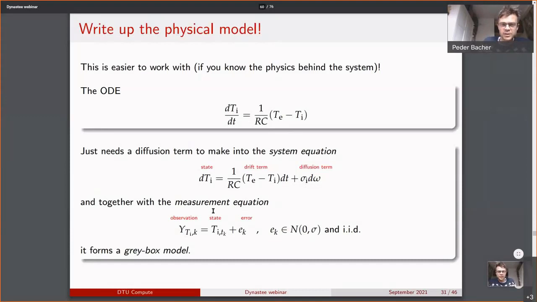And then we formulate the measurement equation. In this case, we simply take the state, which is predicted using this model, and say that's actually what we measure. So it's a very simple function. It's just one-to-one. The state is what we observe. And then we add a measurement error. That together forms the Graybox model that we will now fit to the data.